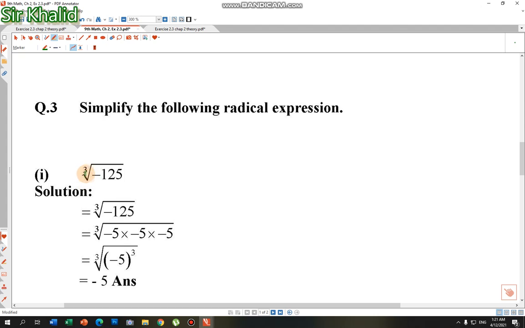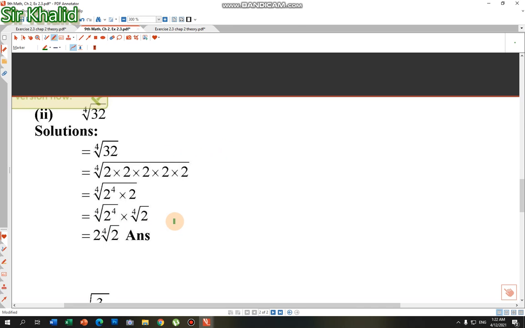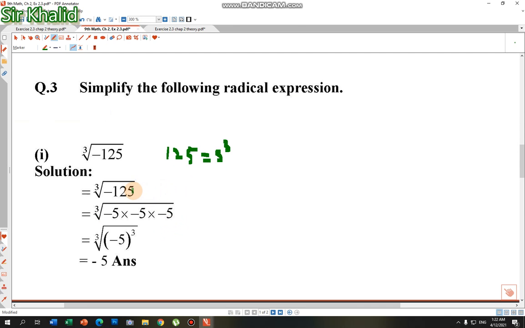Index 3 and radical sign, minus 125. This 125 can be written as 5 to the power 3. So this is 5 multiplied by 5 multiplied by 5, and here is the minus sign, so you can put minus 5 multiplied by minus 5 multiplied by minus 5, it will be minus 125. So together you put it into the exponential form, minus 5 to the power 3. Here this index will be cancelled by this power, it will be minus 5.